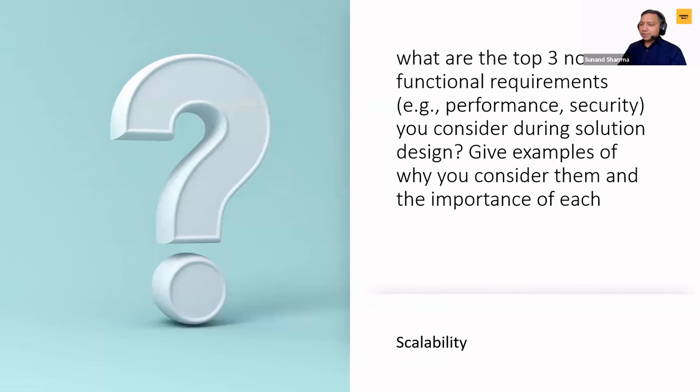The third one is scalability. Now, scalability ensures that the system can handle an increased load without compromising the performance. This is again important for accommodating the growth in user base, transaction volume, and the data storage need. So if a bank launches a new mobile banking app, it needs to ensure that the system can handle a growing number of users and transactions as the user base expands, especially during peak times like salary days or holiday seasons.